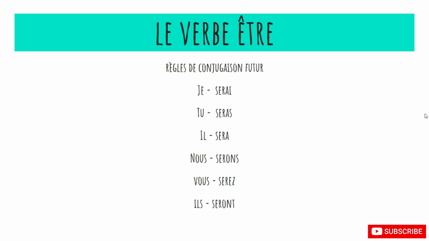Pour les règles de conjugaison au futur, it's je serai. So another time, it's very important to roll the R for the future. So je serai, tu seras, il sera, nous serons, vous serez, ils seront.